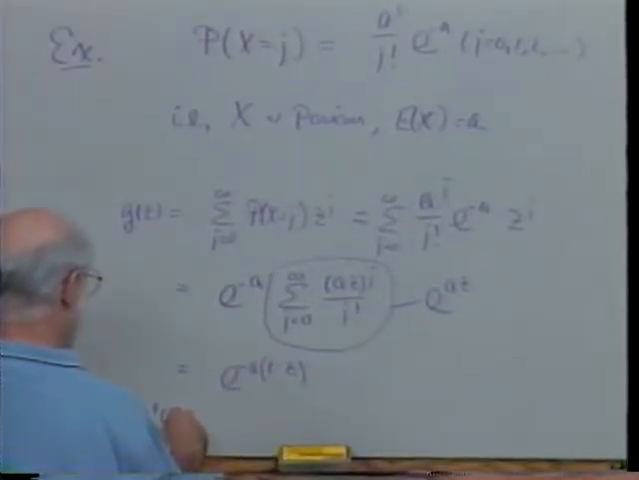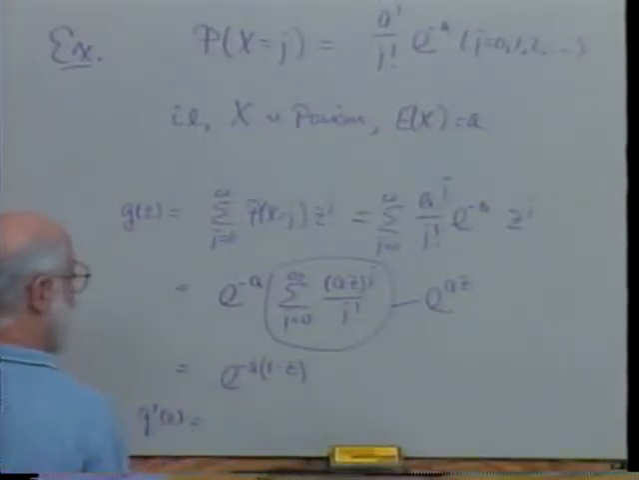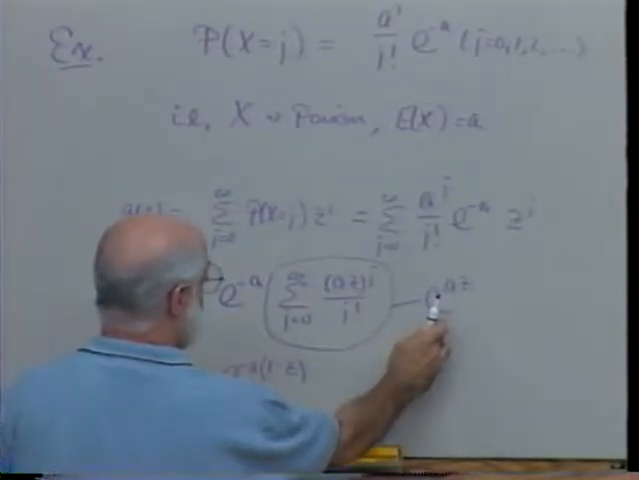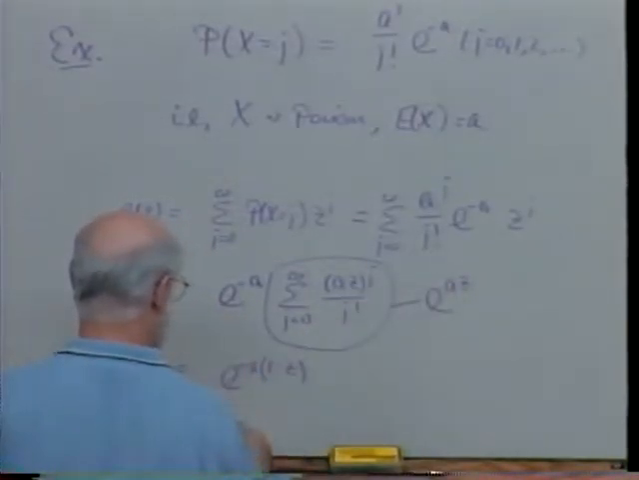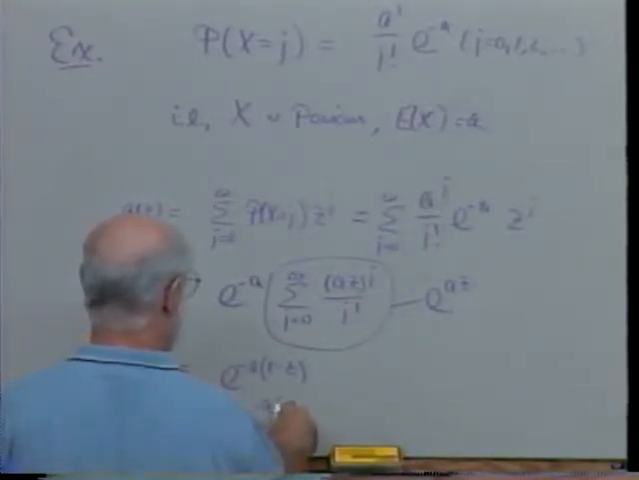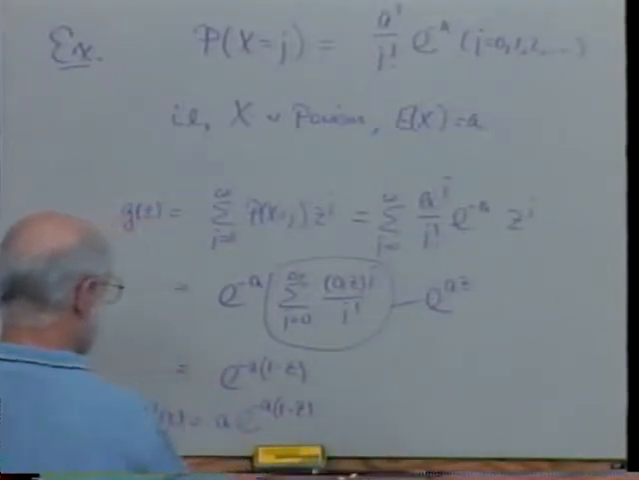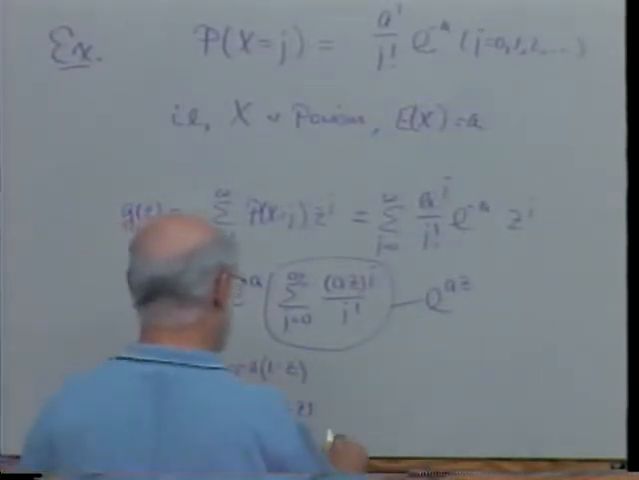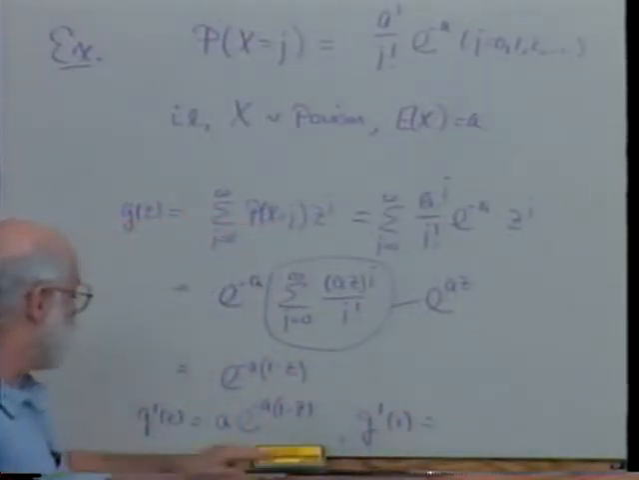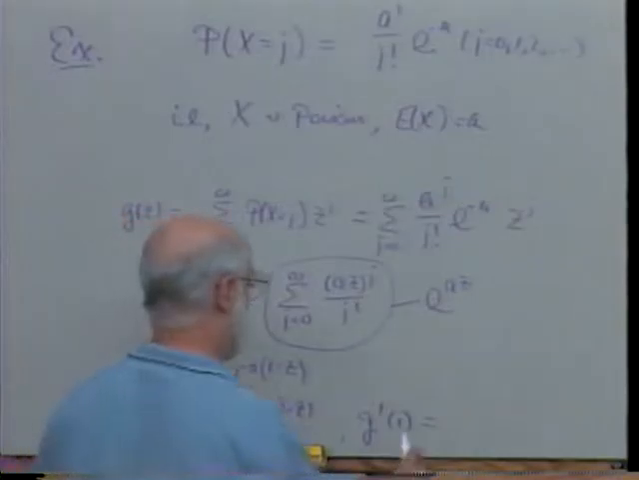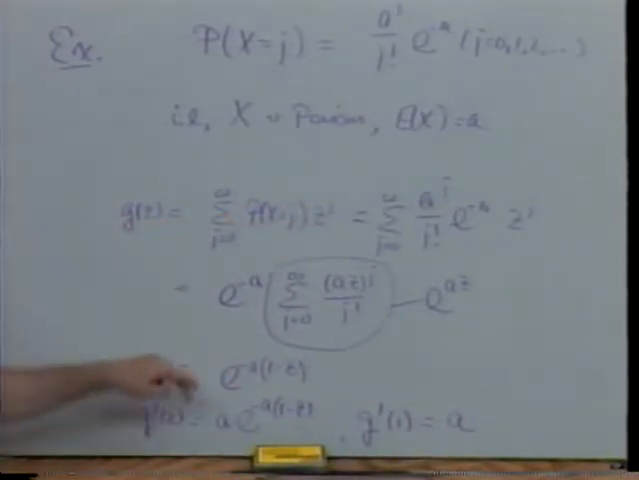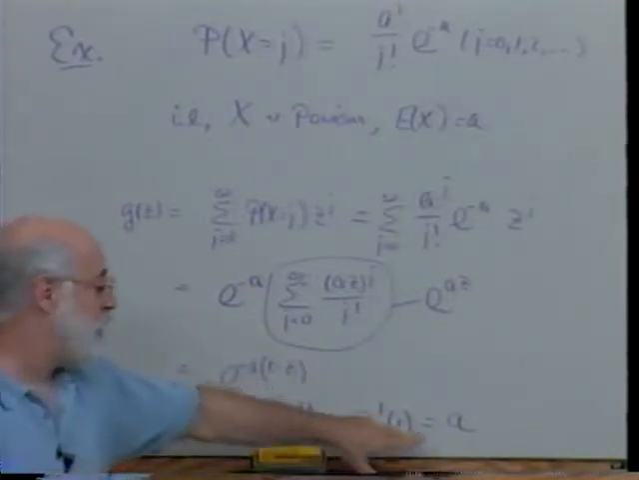In fact, to see that its expected value is a, let's calculate g prime of 1. Well, let me calculate g prime of z first. So first I differentiate this. Actually, it's easy to differentiate in this format. So I notice when I differentiate with respect to z, I get a times the original thing, which was e to the minus a times 1 minus z. And then I set z equal to 1, and I find that g prime of 1, well, when I set z equal to 1, the exponent becomes 0, and I'm left with simply a, which just confirms what we already knew, that a random variable who has this generating function has as its expected value a.